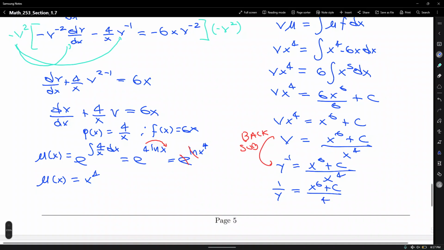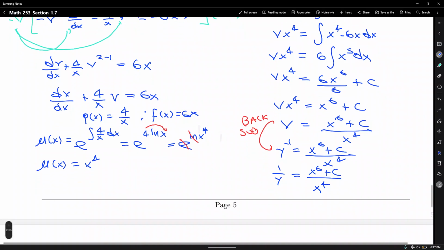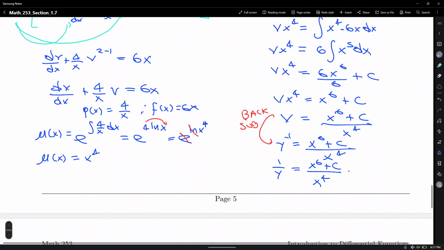And we can easily solve for y by flipping both sides of the equation or doing a cross multiplication. I think flipping both sides just works better. So that was x to the 4th, not 4. Thank you. So really the solution would be y equals x to the 4th over x to the 6th plus c. And that is our first Bernoulli's equation example.